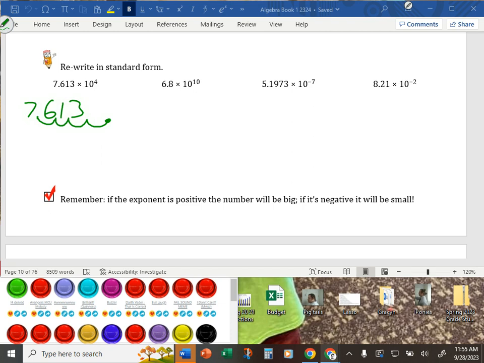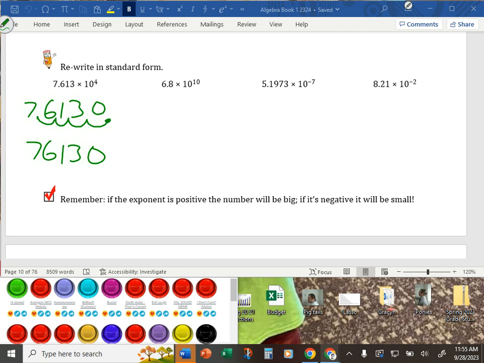And what number do we add in that now new empty space? 0. So our final answer is 76,130. But positive power means you're moving to the right to get back to the original. Okay? And how many times did you move it?